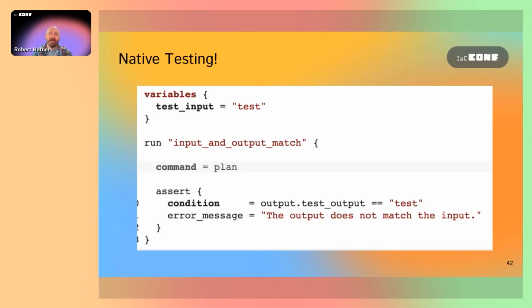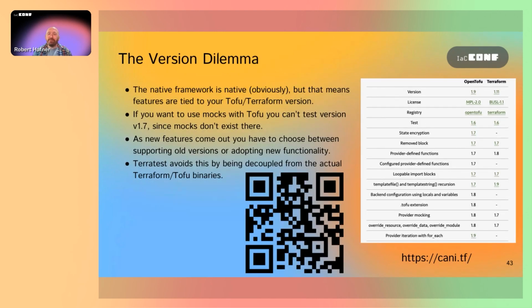You have these run blocks, you have your command, you have your asserts, and you can change your variables up at the top. Problem is that you end up with version issues. If you're using Terraform's latest version, you end up with a problem where you can't test against previous things. If you've got a feature like mocks that you want to use, you can't do anything before that mocks version was released. It ties you into having to use the latest and greatest and not being able to expand things to a variety of versions.